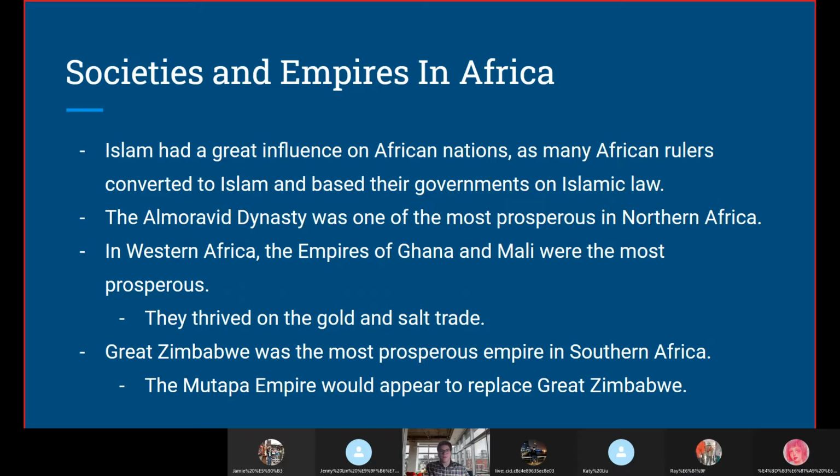It was Western Africa. Something you should know is that salt, but especially gold, is very, very prosperous in these regions. So Islam would also spread through trade, and eventually Ghana's rulers would convert to Islam.